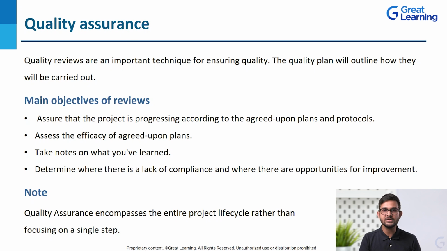Then there's a small note as well that quality assurance encompasses the entire project life cycle rather than focusing on a single step. We generally say that these are the stages of project quality management: you plan the quality, you assure the quality, and then you control the quality. But does it really happen in this structured way? Not really. In a real world project, all these phases actually overlap with each other.